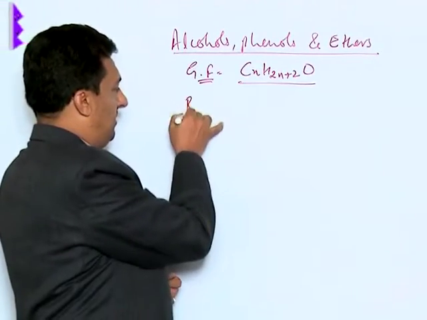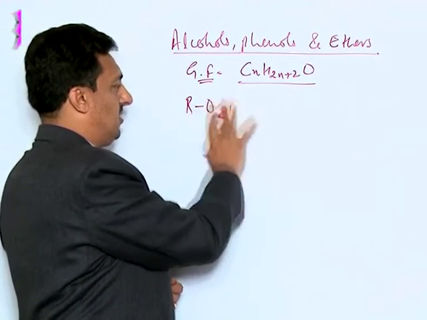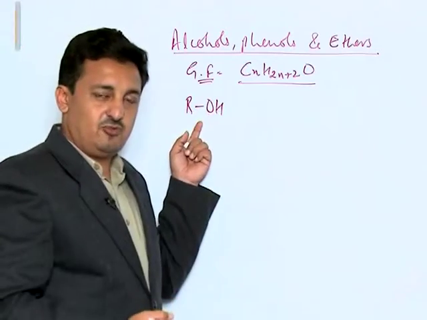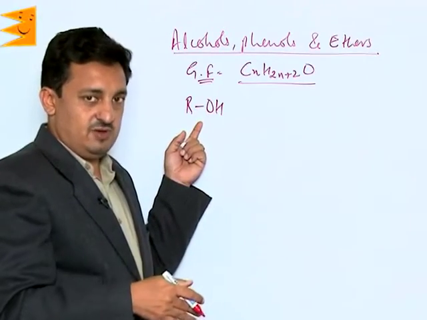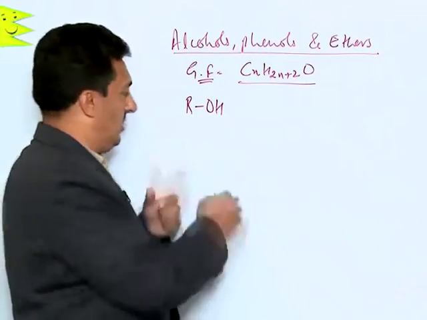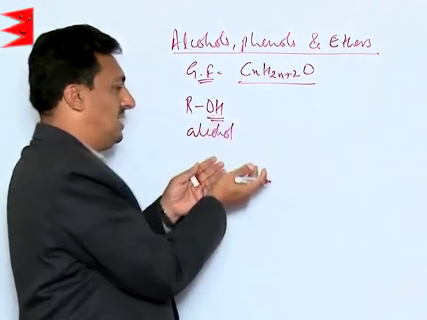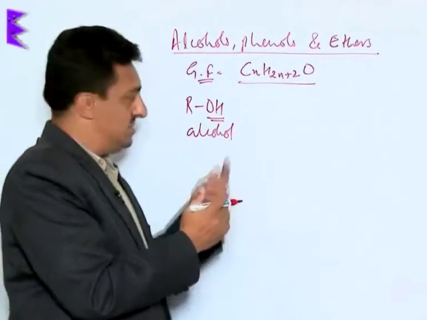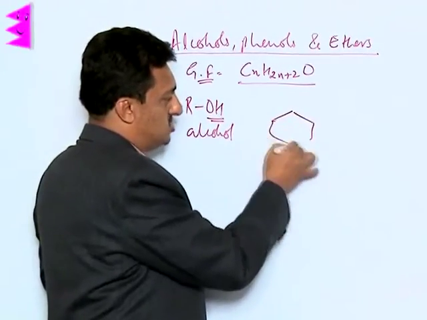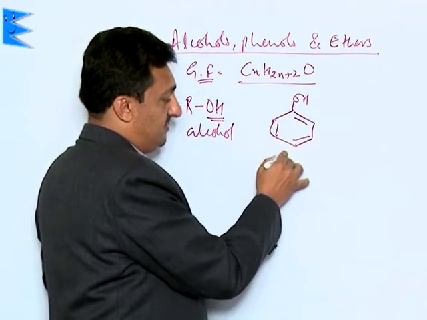Now, in very simple language, we can write alcohols as what? The organic compounds which have an OH group, which is there after the hydrogen is substituted by this group. So these are called alcohols. When the OH group is attached to any aliphatic chain, it's called alcohol. When the same OH group is attached to a benzene ring, we call it phenol.